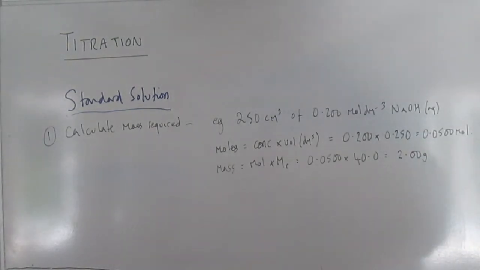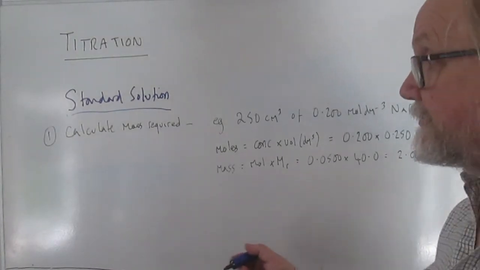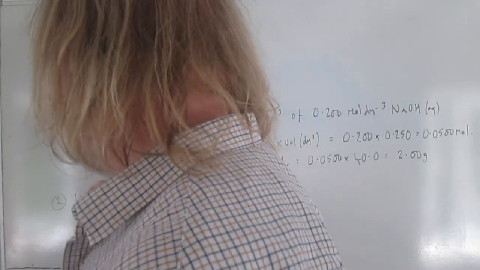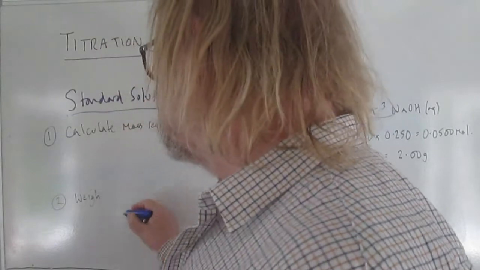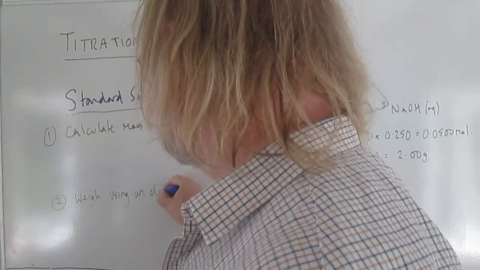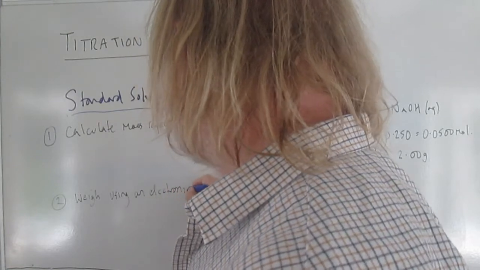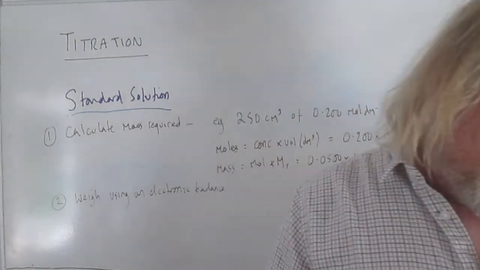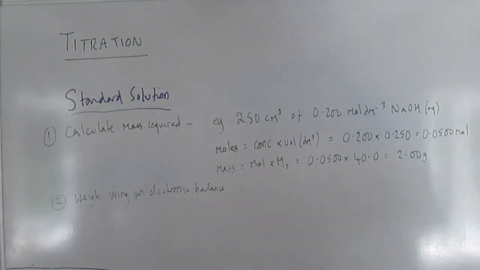Okay, so that's the first step that you're always going to have to go through, and then the second step is obviously to weigh that amount out. And you should specify how you're going to do that. So weigh using an electronic balance. Now what comes next is not that you then just simply dissolve it in water, in 250 cm cubed of water, because it's not as simple as that.